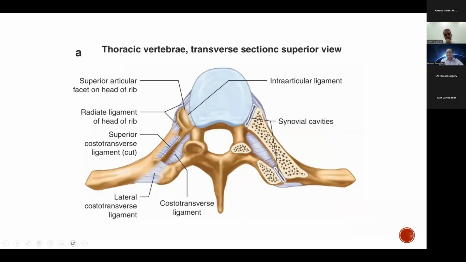So wherever the rib is attached, there is a synovial joint on the body, a costovertebral joint, and the rib also is attached to the tip of the transverse process. There is another synovial cavity here. So one has to understand all this anatomy whenever one is planning to remove part of the rib for posterolateral approaches.